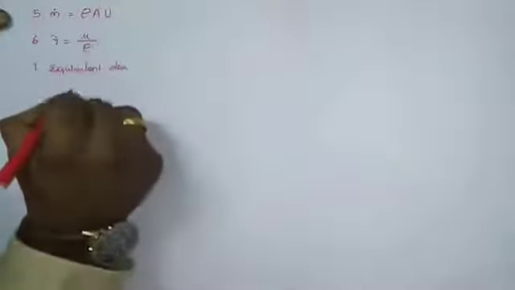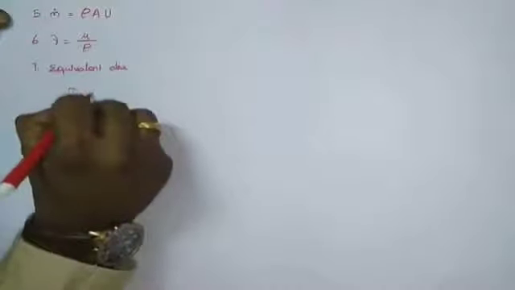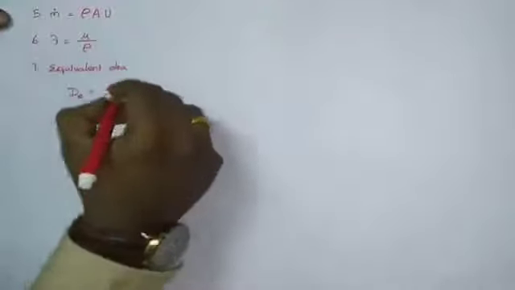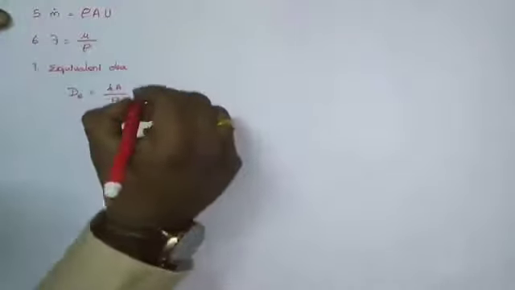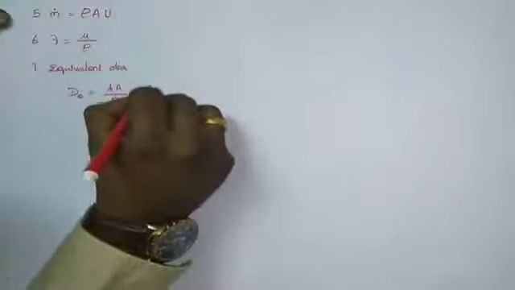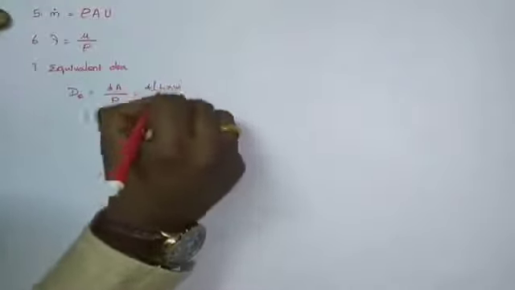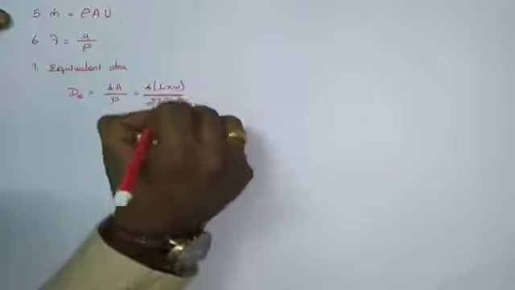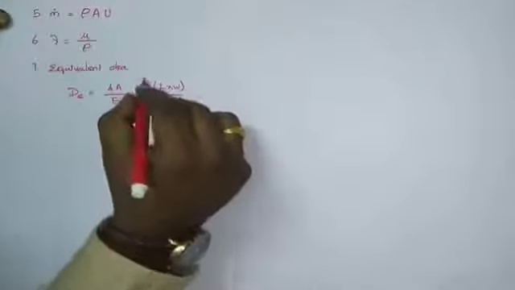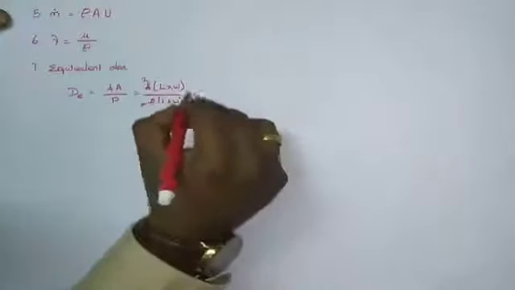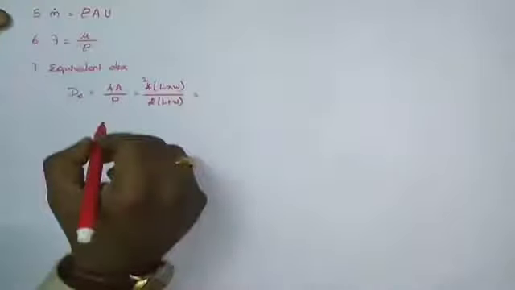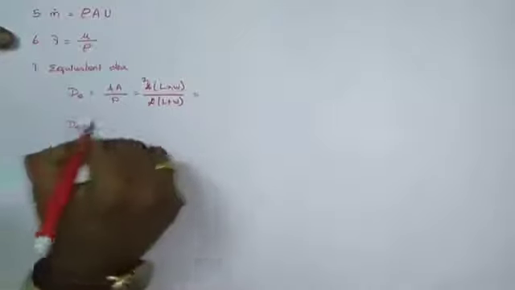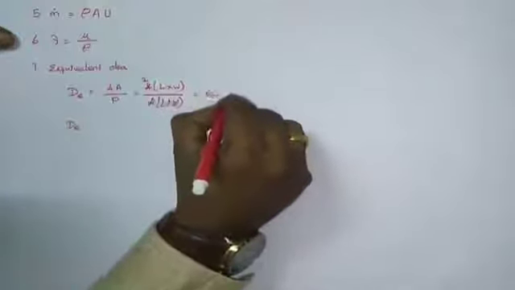Okay, the equivalent diameter is nothing but dE equal to 4 into area divided by perimeter. So for a rectangular tube, the area is nothing but L into W. Similarly, the perimeter is nothing but 2 into (L plus W). So it will get cancelled and the final value will be 2 into L into W divided by (L plus W). Similarly, it is for a rectangular tube.